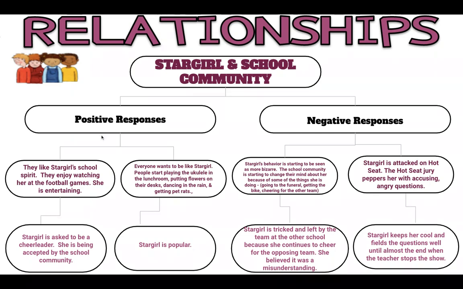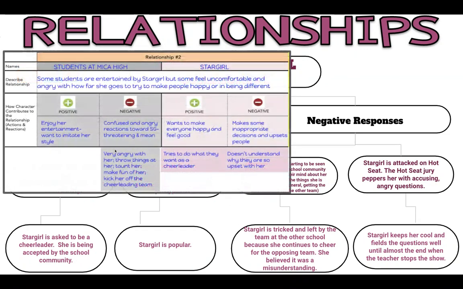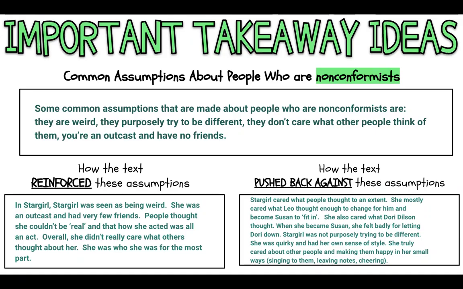So then the first side is the positive responses for that relationship, and then what is the response, and then the example from the text, and then the negative responses. So, what is the negative response, and then that example from the text, too. So, then you are using those relationship sections in your note taking doc. So, make sure you go back to that because that is also going to help you complete these slides.